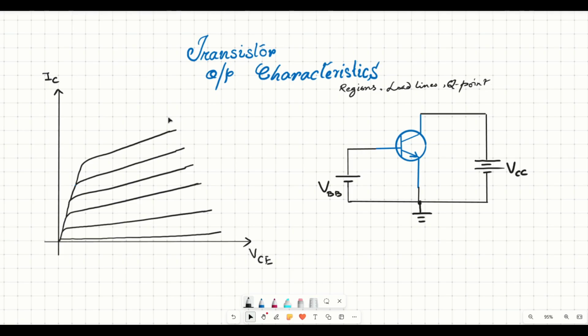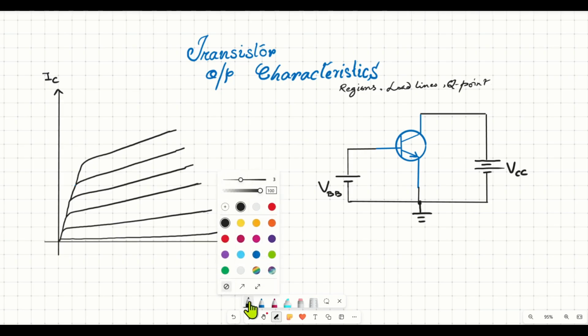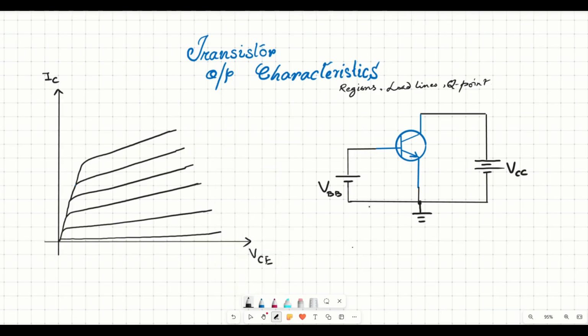So let's move ahead. Here we have considered the common emitter configuration. As we have discussed in our earlier classes about various configurations of the transistor, in the common emitter configuration the emitter terminal is connected to the ground, so it is common to both the input and output loop. Across the input is the base, across the output is the collector, and the emitter is in the middle.